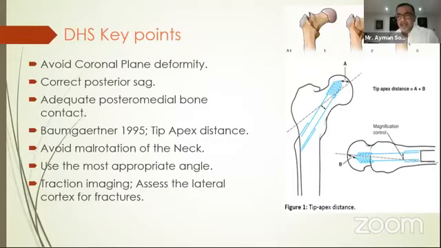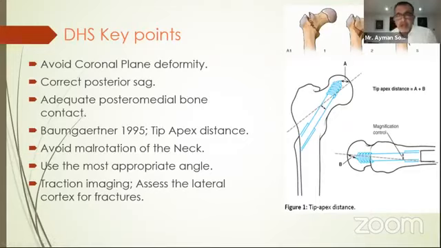DHS, some people love the DHS, some people hate the DHS. It's the easiest operation. My first operation ever as an orthopedic surgeon, in 1997, was a DHS under the care of my professor Shireen Ahmed Khalid. It's also a very easy operation to get wrong. So you have to avoid coronal plane deformity, correct posterior sag, get adequate posteromedial bone contact, and you have to respect the tip apex distance.